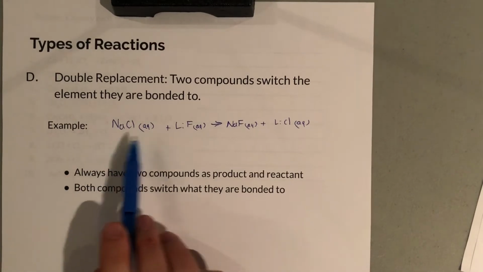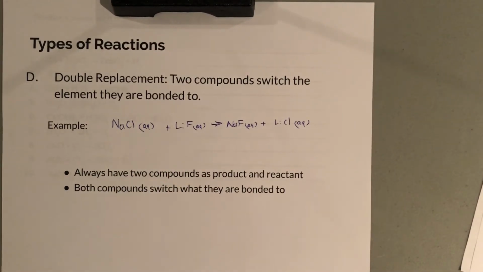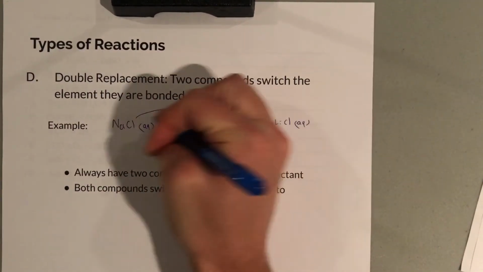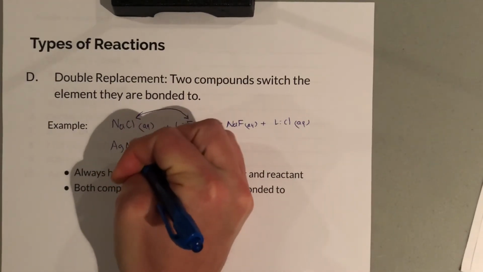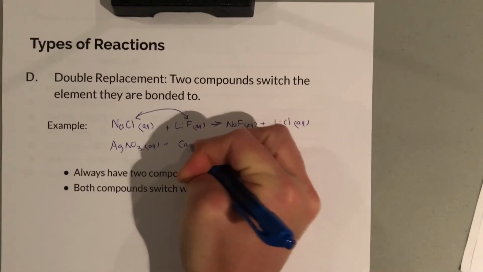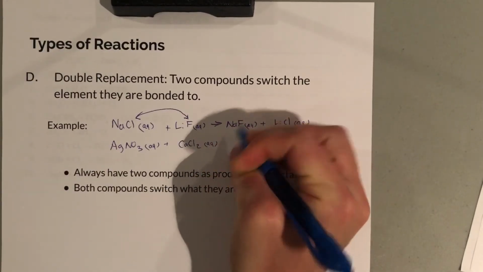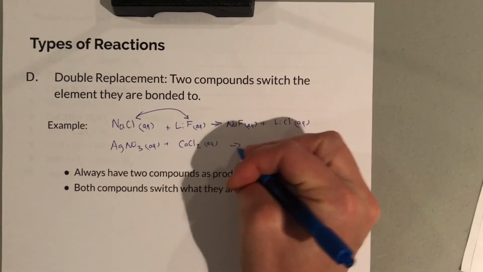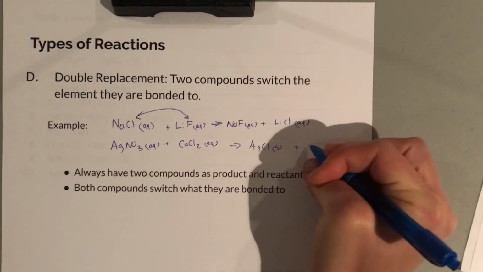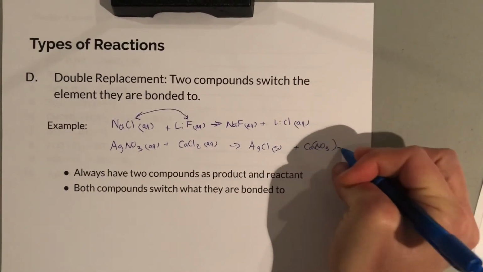So this time, instead of having an element and a compound, we have two compounds. And what happens is both things switch what they're bonded with. In this case, chlorine and fluorine switch spots. You could also say that sodium and lithium switch spots. We're really saying the same thing, but we end up with two different compounds based on these switching. You could do the same thing in a second example, where you have silver nitrate, AgNO3, and CaCl2, and you end up with AgCl and Ca(NO3)2.